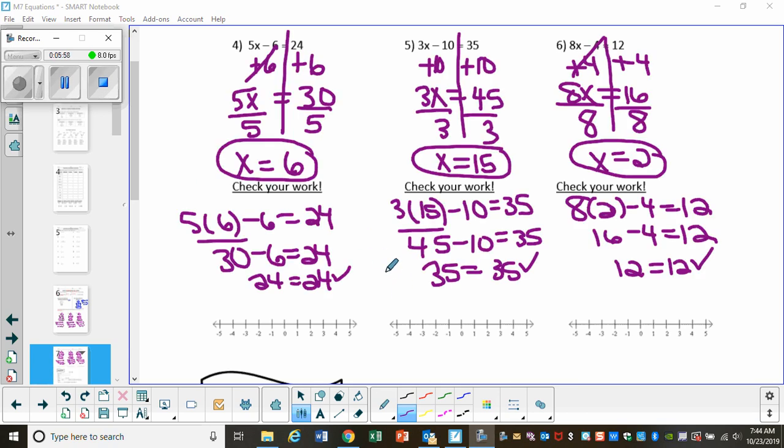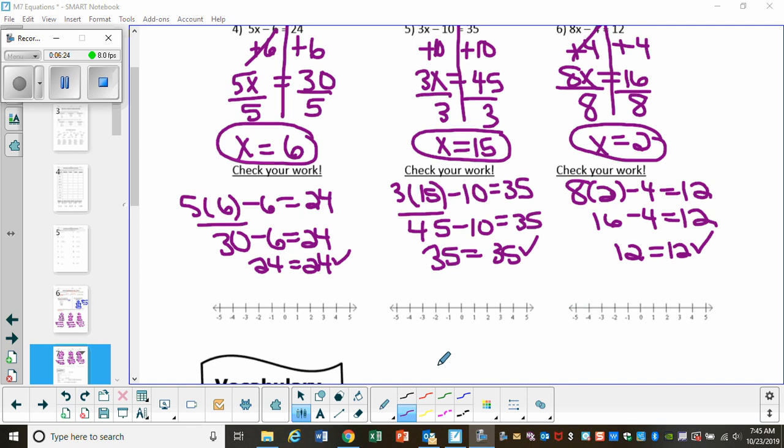Okay, so you should have had enough time to solve numbers 4, 5, and 6 and check. So for number 4, you should have gotten x equals 6, and then here's the check. For number 5, you should have gotten x equals 15, and then here's the check. And then for number 6, you should have gotten x equals 2, and then here's the check. So if you messed up somewhere, compare your work with mine.